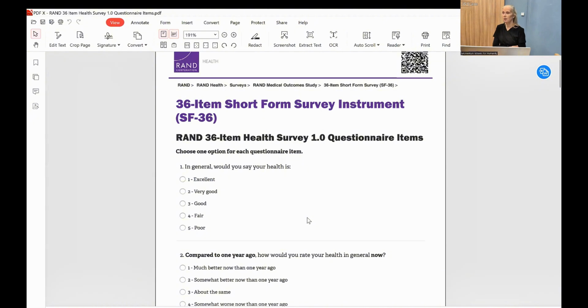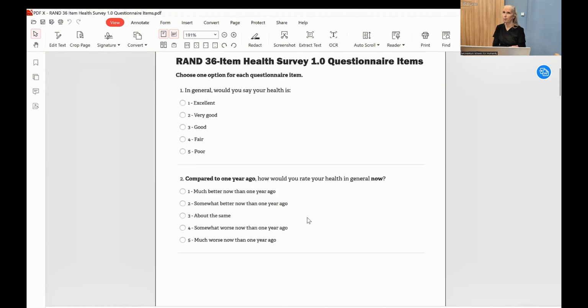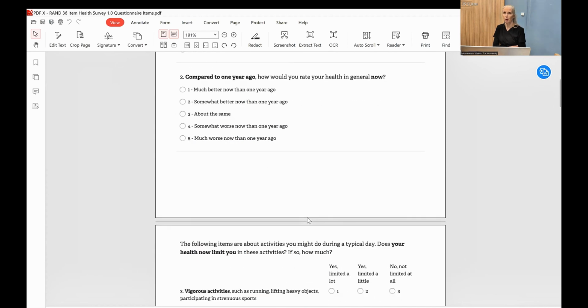There are some questions here. If a person uses a wheelchair for their primary mode of mobility, it would not be appropriate.